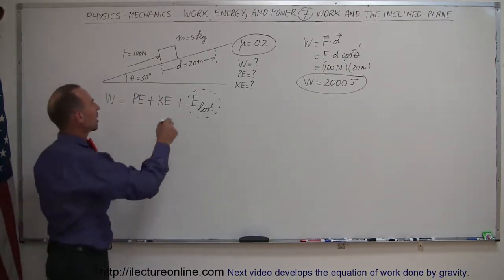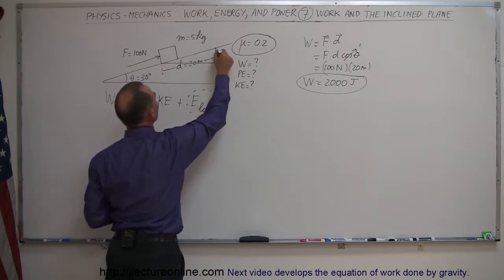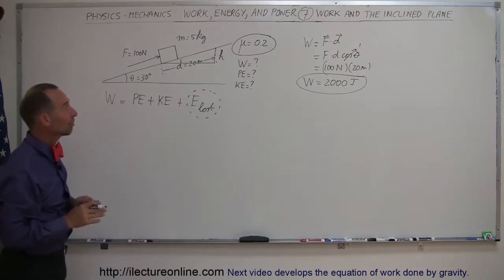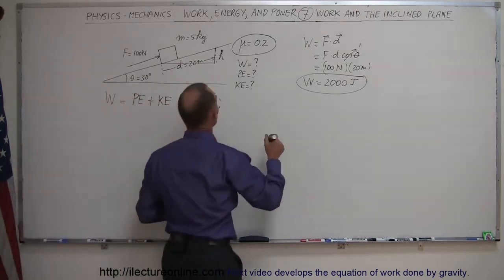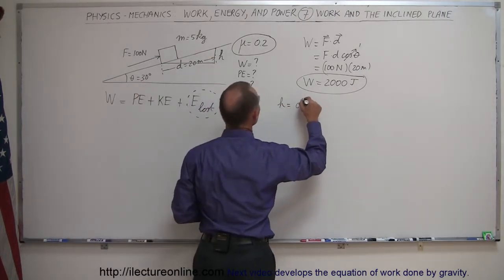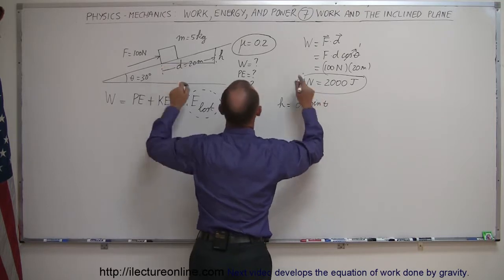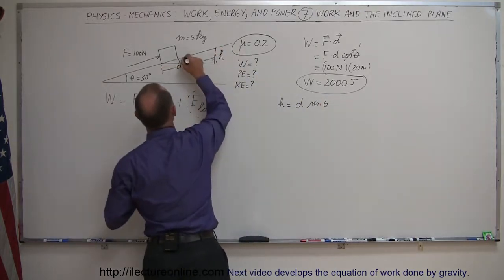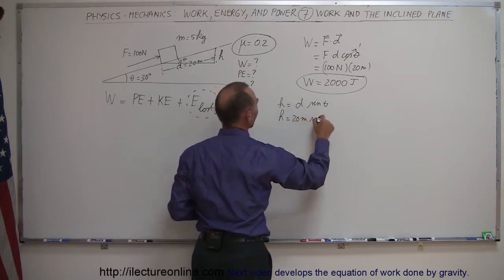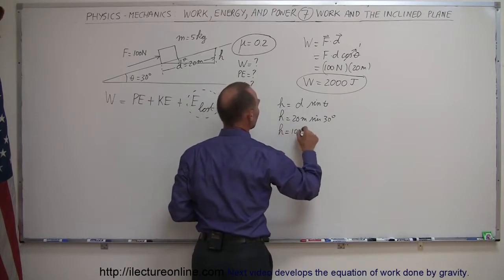Now, if we draw a little triangle here, we can then see that this is the height gained by the object by moving 20 meters along the incline. And let's find out what that height is equal to. We can say that the opposite side h is equal to the hypotenuse d times the sine of the angle theta, because h is opposite to the angle theta right here. And so we can say that h is equal to 20 meters times the sine of 30 degrees, which is 1/2. So therefore, height is equal to 10 meters.